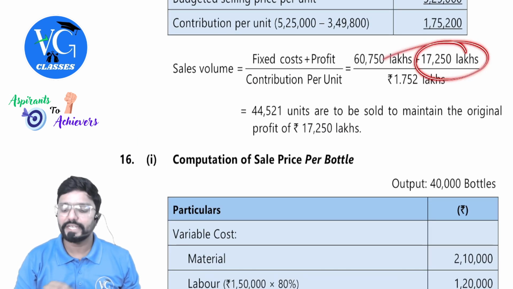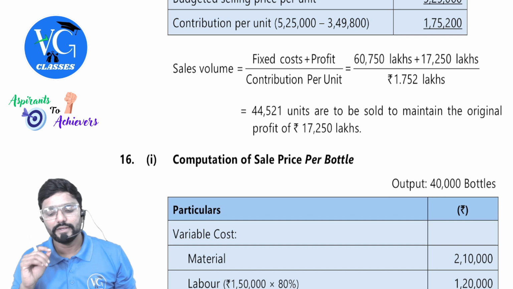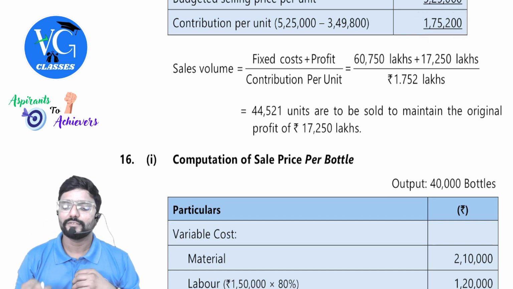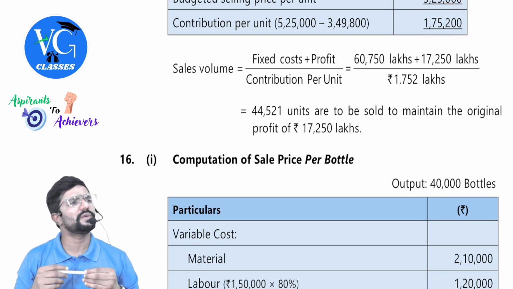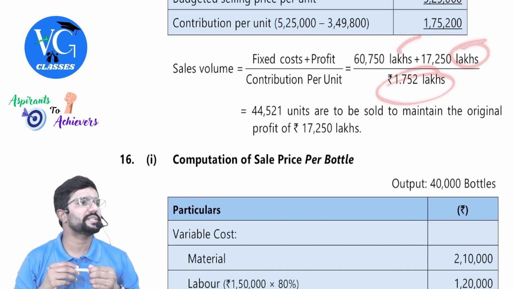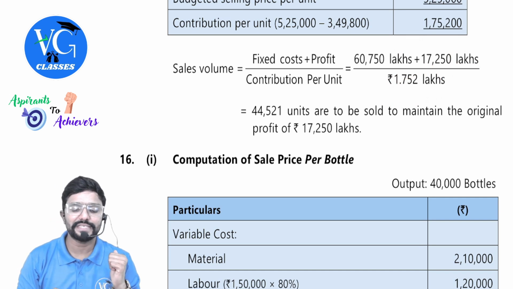Yes. So desired profit is 17,250. Fixed cost 60,750, divided by contribution per unit. Again they made it in lakhs: 1,75,200 divided by 1 lakh. Because these two they have taken in lakhs, no? So the denominator also they have made as lakhs. Is that clear?